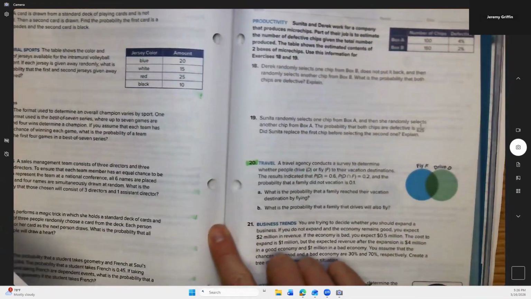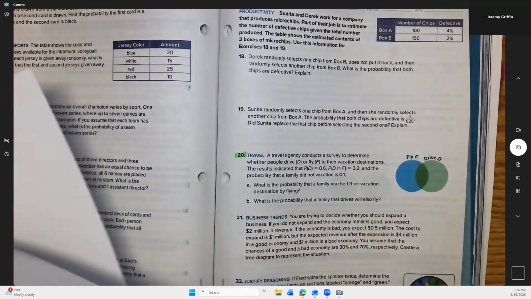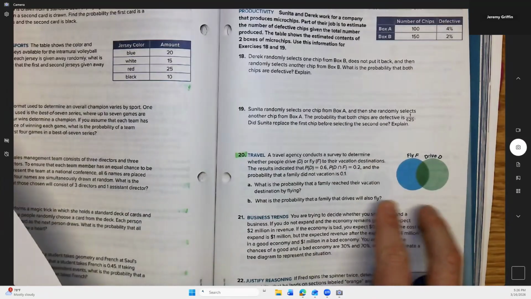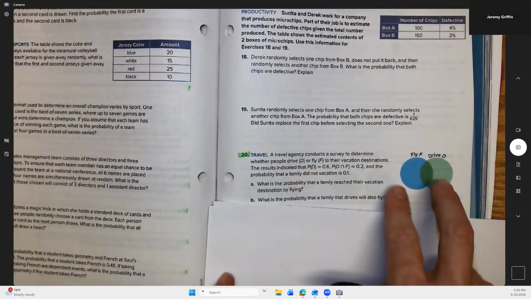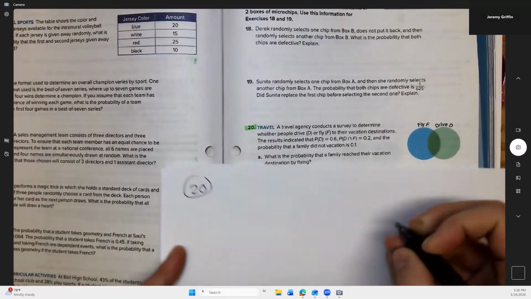All right. One more I want to do with you guys. Number 20, travel. A travel agency conducts a survey. I like this one. Haven't solved it yet, but I like this Venn diagram. I'm pretty sure we can do this here. A survey to determine whether people drive or fly to their destinations. And they got a Venn diagram set up. So let's copy that Venn diagram here.